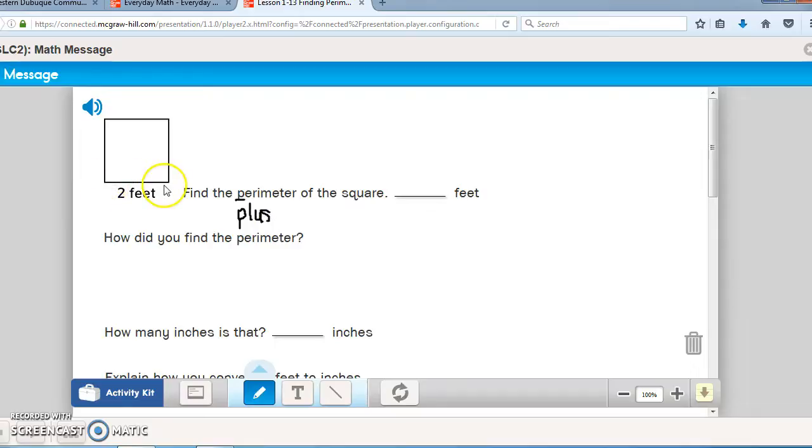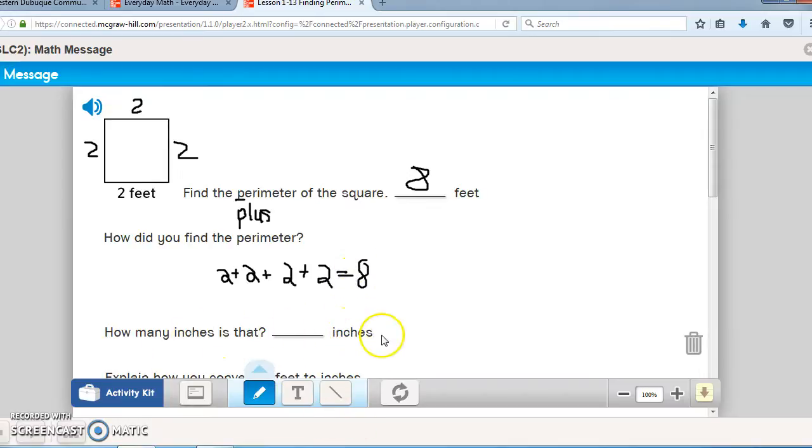So I don't have just one side here. I have a side here that is also 2 feet. I have a side that is parallel to the bottom, which is 2 feet. And I have this side to the right, which is parallel from the side on the left that is 2 feet. So how many feet is this perimeter? Well, 2 plus 2 plus 2 plus 2 is 8. How did I find the perimeter? Well, I added. I took the 2, and you must write this, plus 2, plus 2, plus 2 equals 8. That's the number model I would write for finding perimeter.